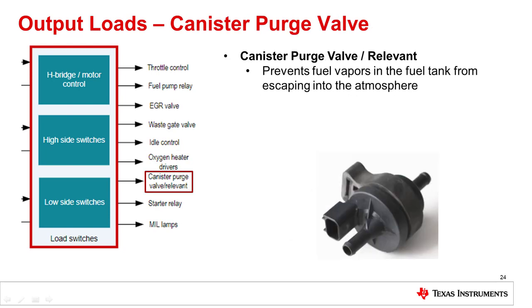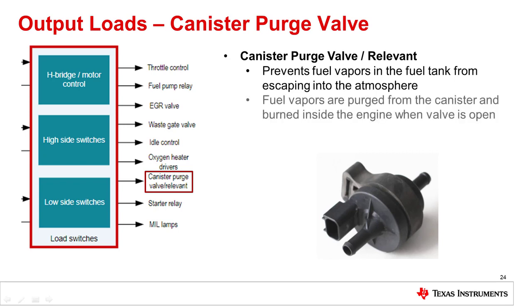A canister purge valve prevents fuel vapors in the fuel tank from escaping into the atmosphere. Fuel vapors are purged from the charcoal canister into the intake manifold and burned inside the engine when the valve is open. These are typically solenoids that could be driven by a single high side or low side driver.